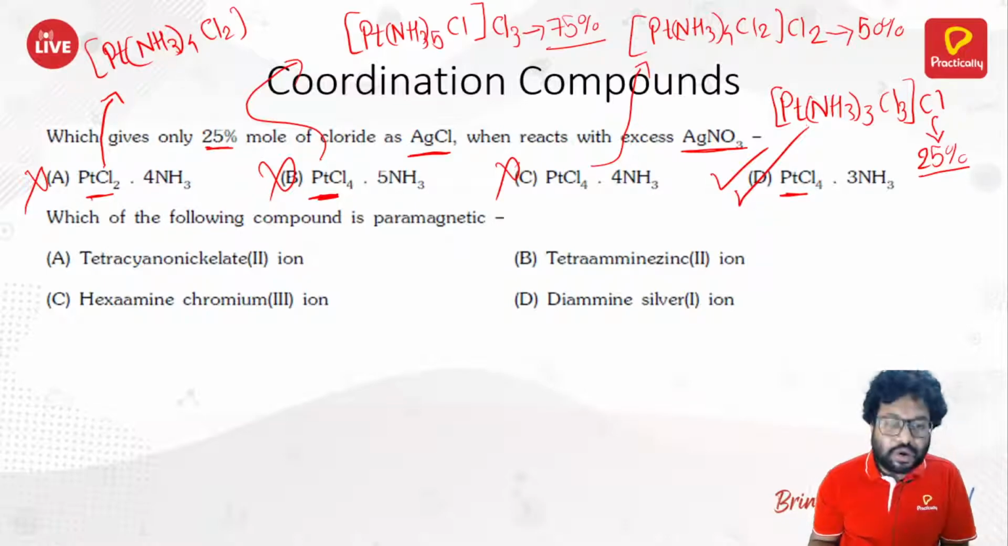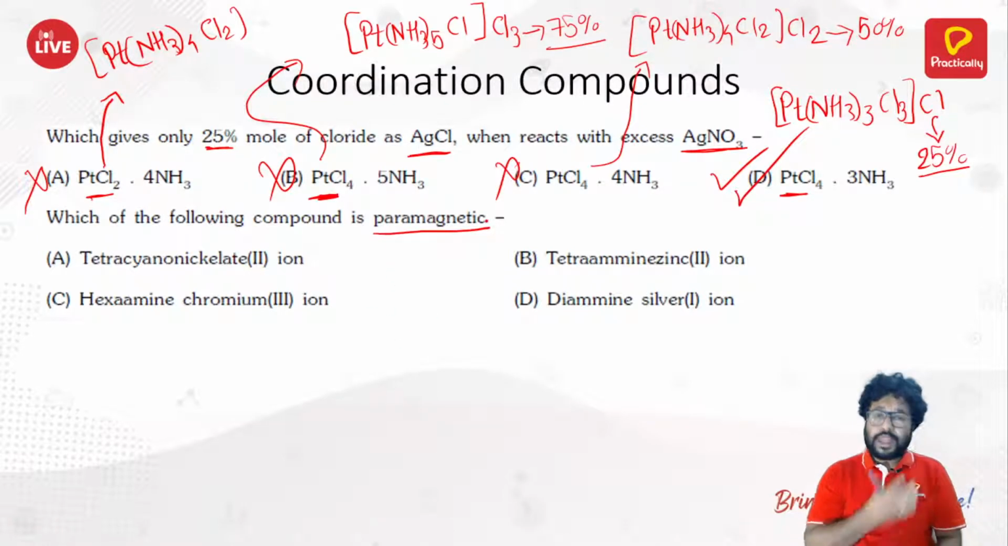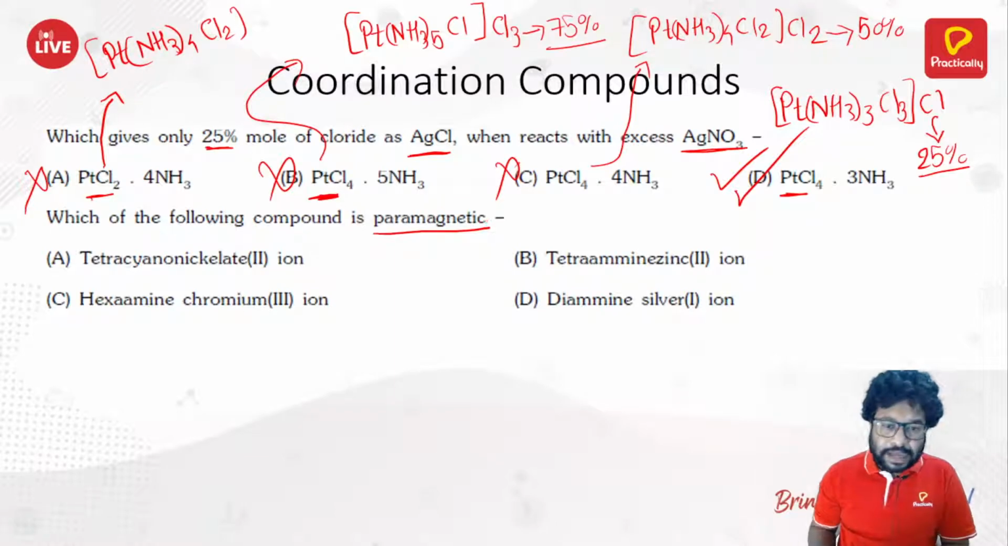Okay, chalo, moving ahead. Which of the following compounds is paramagnetic? Which of the following compounds is paramagnetic? Now, what is meant by paramagnetic? Compounds having unpaired electrons.